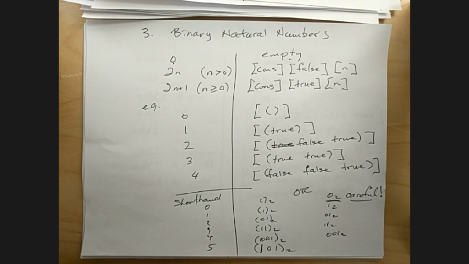Notice that except for the case of 0, all of these representations always end in a 1. And that's not a coincidence. So we never have binary natural numbers that end with a false as the last element of the list.